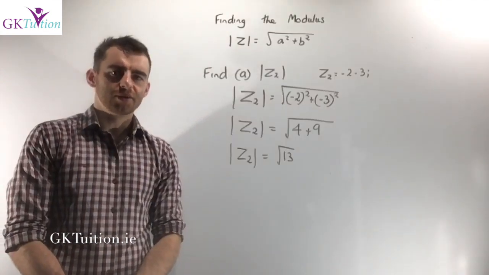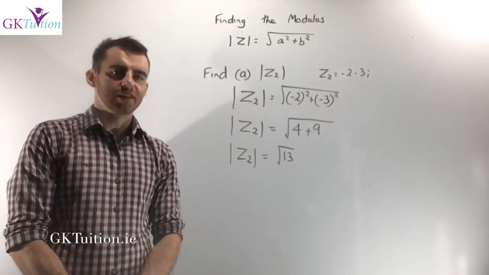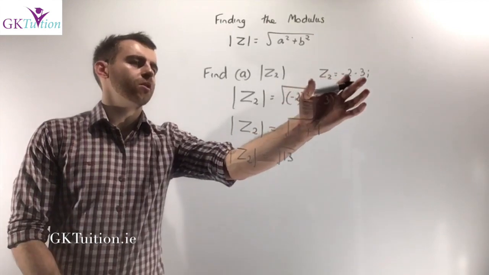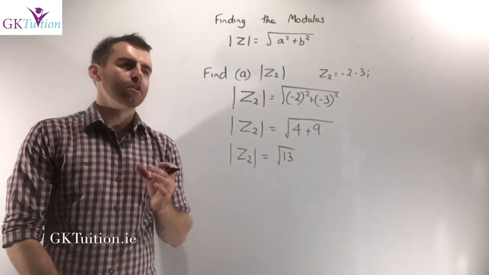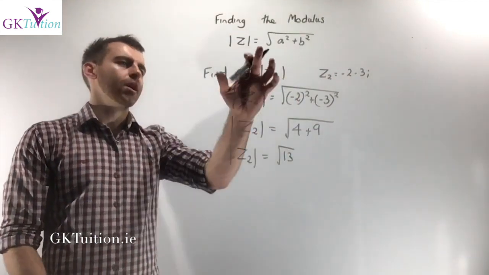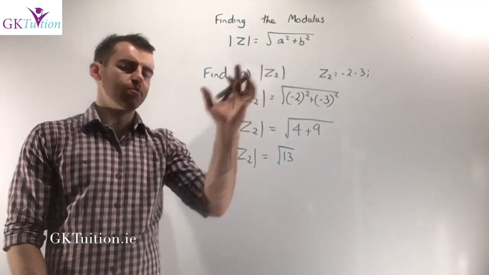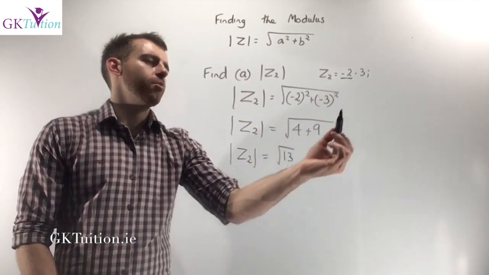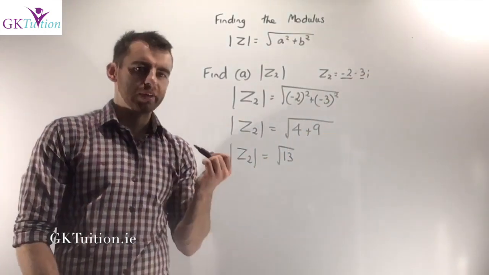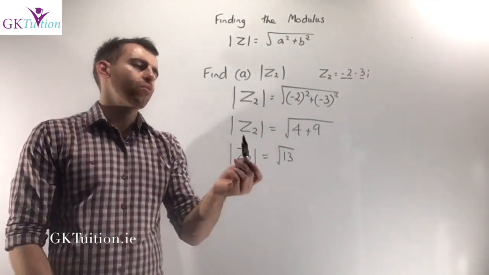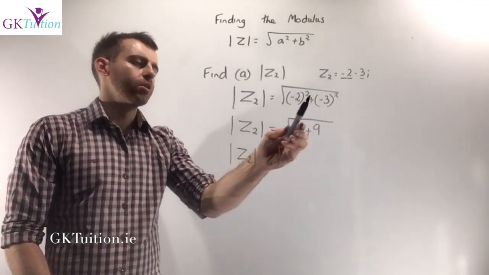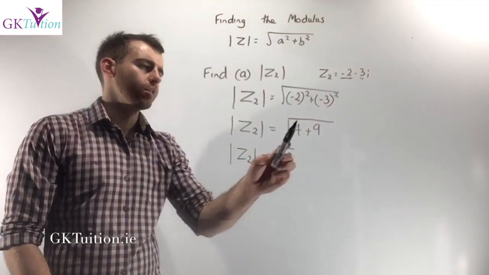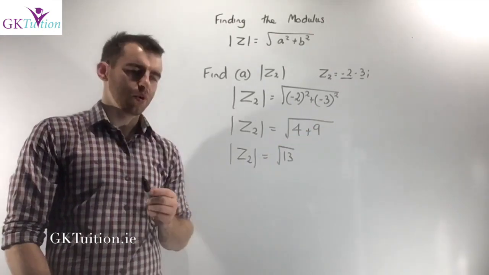The first one I asked you to get was the modulus of Z2, where Z2 is minus 2 minus 3i. In order to get the modulus of a complex number, it's the square root of a squared plus b squared, where a refers to the real number, and b refers to the real number in front of the i. So in this case, the square root of a squared plus b squared will be the square root of minus 2 squared plus minus 3 squared.